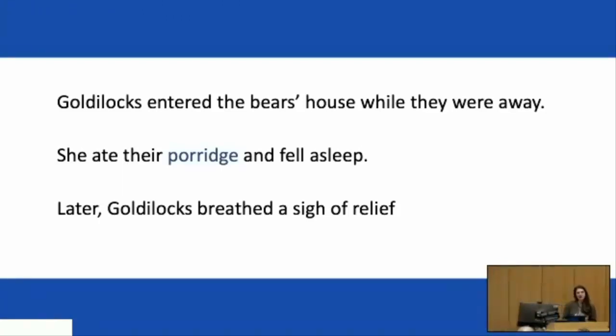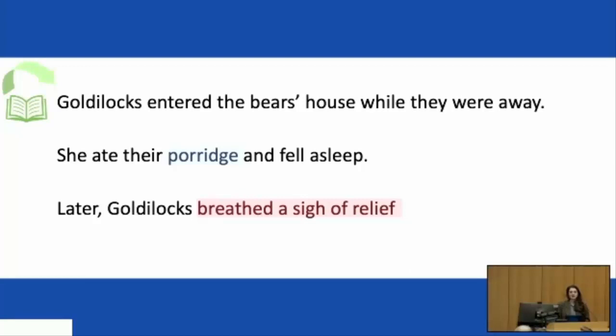We gave an inference and students answered true or false. So I might ask here, why did Goldilocks breathe a sigh of relief? Or, did Goldilocks breathe a sigh of relief because she was happy she didn't come into contact with the bears? You would say true. And lastly, integration questions targeted integrative knowledge across multiple pages of text. So here, imagine you were reading several fairy tales. Then we might ask, what's a common theme that you see appear across these fairy tales?